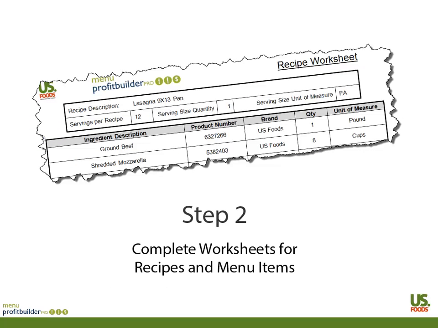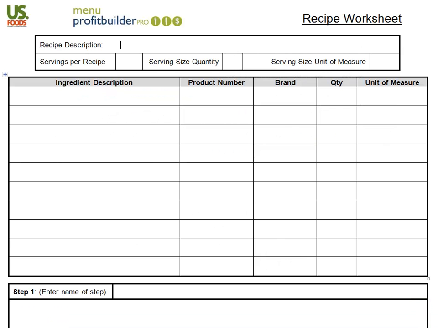Step 2. Complete worksheets for recipes and menu items. The recipe and menu item worksheets are Microsoft Word documents you can use to list all ingredients and preparation steps. In this example, we will use a recipe worksheet for lasagna, a recipe we will create in another video. First, we will enter the basic recipe information. Start by filling in the recipe description and the remaining header information. Now that the header information is complete, you can begin to add ingredients to the worksheet.